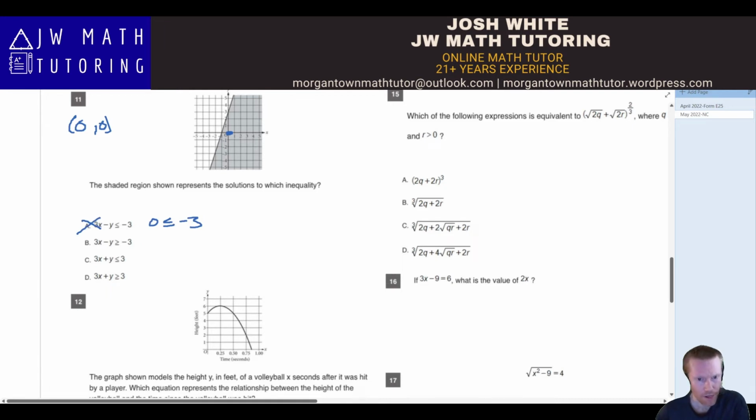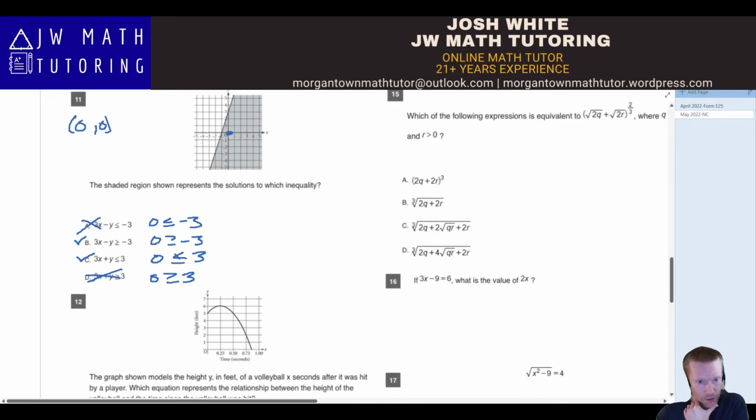Second one, let's see, go ahead and plug in zeros. There's 0 greater than or equal to -3, so that one we keep for now. The third one, 0 plus 0 is 0 less than or equal to 3. That one we keep for now. And then the last one, 0 plus 0 greater than or equal to 3. That one does not work. Okay, eliminate it. So now we're down to these two choices.